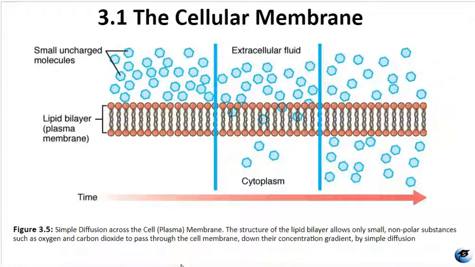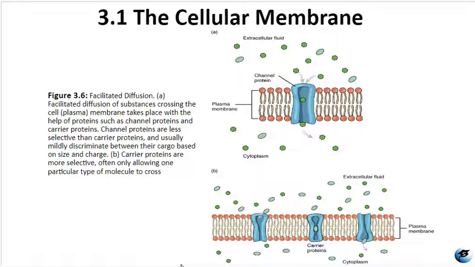Figure 3.5 shows how small uncharged molecules can move through the semipermeable cell membrane via simple diffusion. This type of movement through the membrane doesn't require the assistance of integral membrane proteins, as the solutes simply migrate down their concentration gradient. Facilitated diffusion, as shown in Figure 3.6, is another form of passive diffusion that requires the assistance of channel proteins and carrier proteins. This passive diffusion does not require an input of energy, and molecules are moving along their concentration gradient.